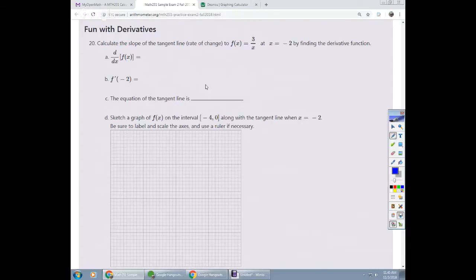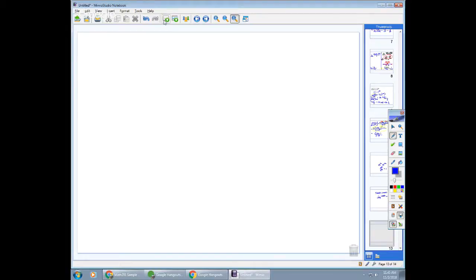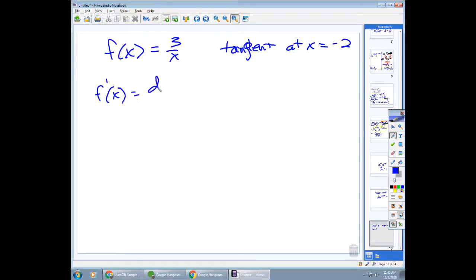Okay, so we have f of x equals 3 over x, and we ultimately want a tangent at x equals negative 2. So the first thing I ask for is what is f prime of x? So we want the derivative with respect to x of 3 over x. Some people may have that derivative memorized, other people need to rewrite it in terms of a power. So I'm going to do that next.